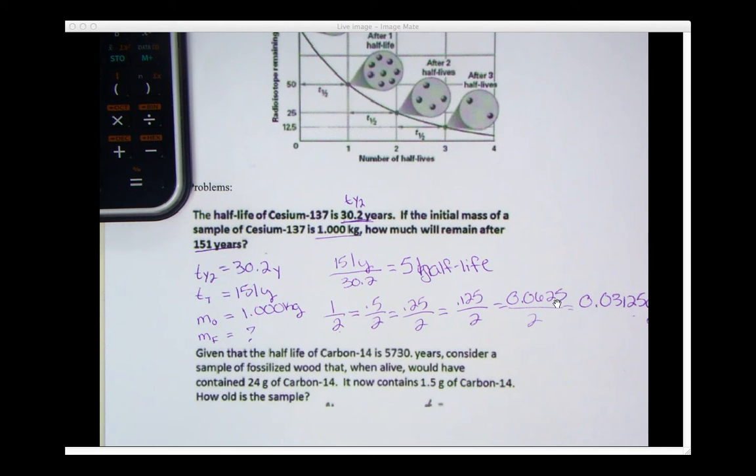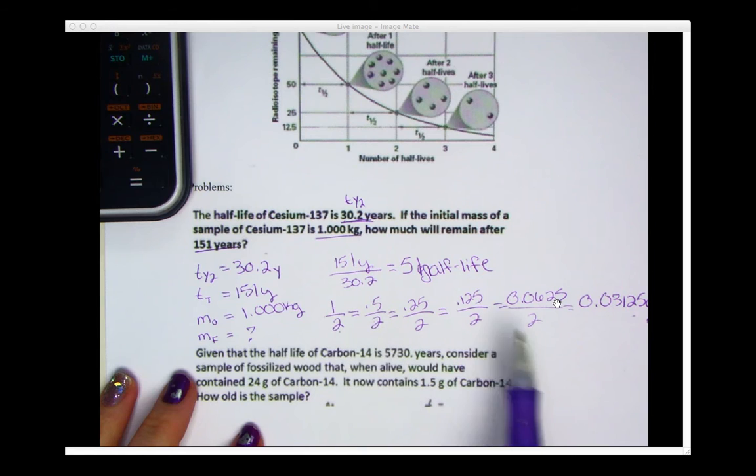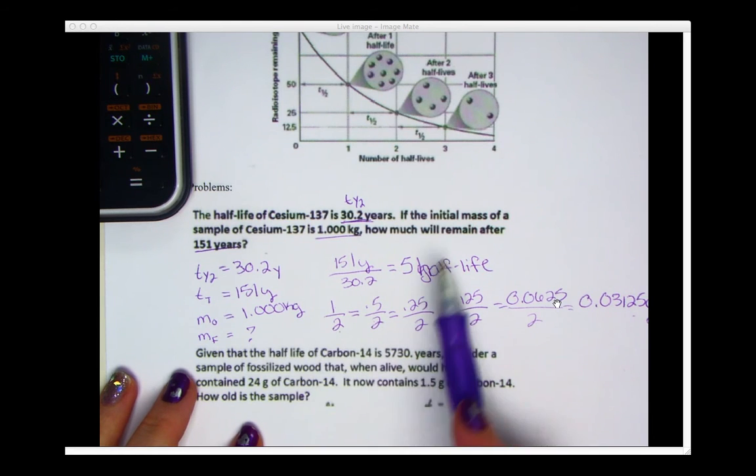And that's just the way I do it. It's really easy to check your work. We have gone through 1, 2, 3, 4, 5 half-lives, which is however many we calculated.